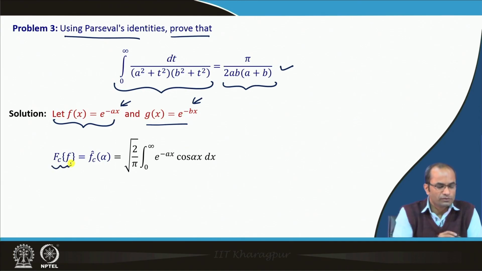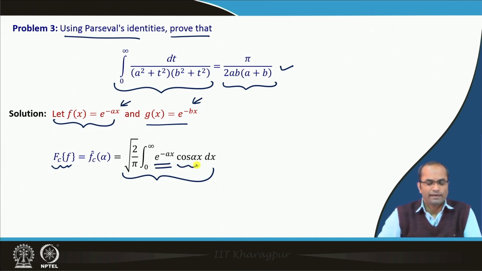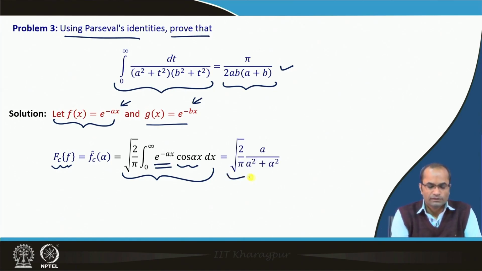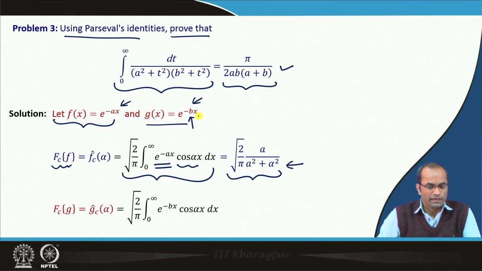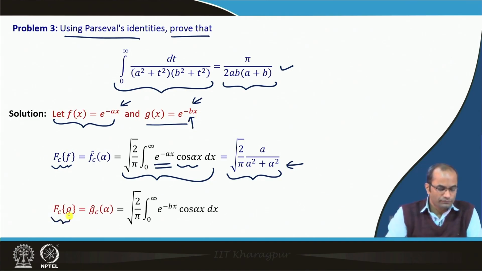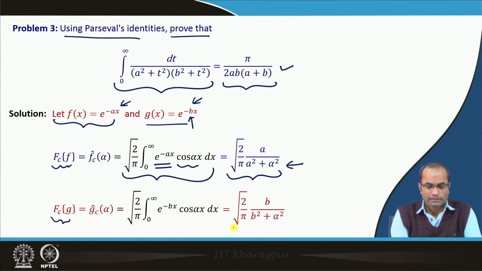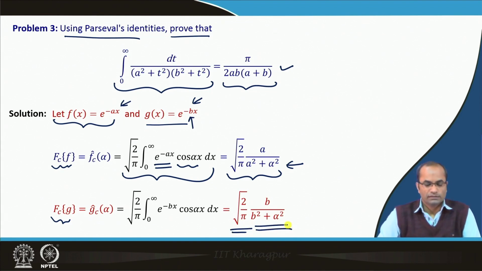So, the Fourier cosine transform of f will be given by this formula e power minus a x and then cos alpha x dx, and then integrating by parts we can end up with square root 2 over pi a over a square plus alpha square. Similarly, for g x, because the only difference is that instead of a we have b. So, the Fourier cosine transform of g can be similarly obtained as square root 2 over pi and b over b square plus alpha square.